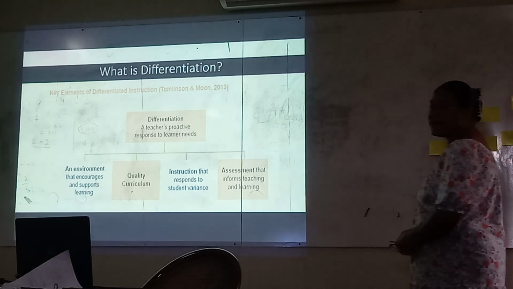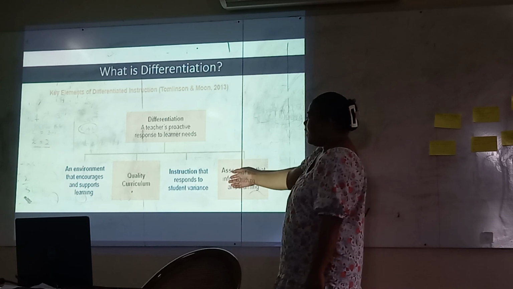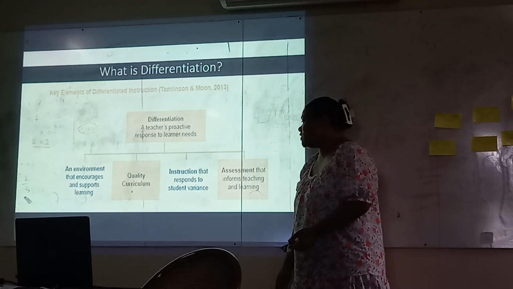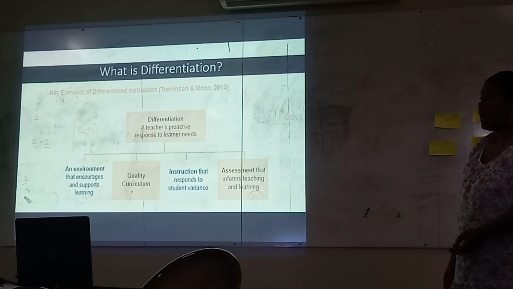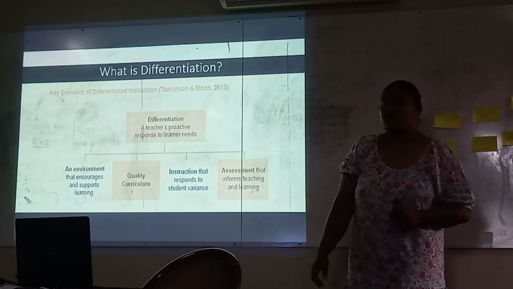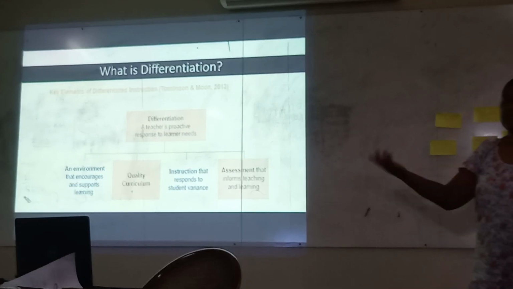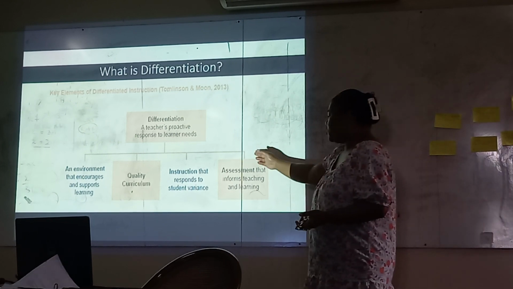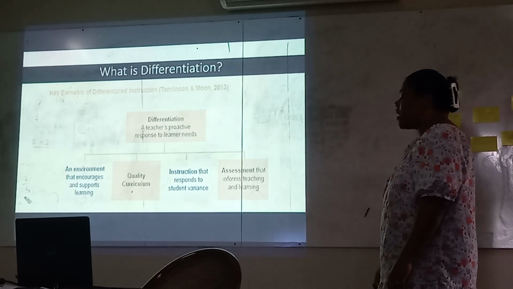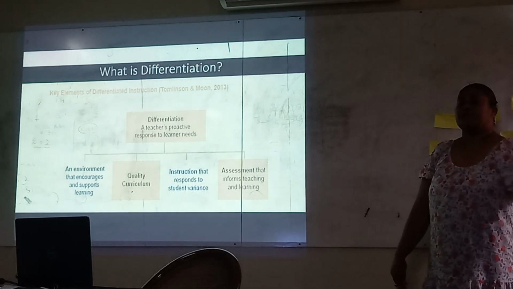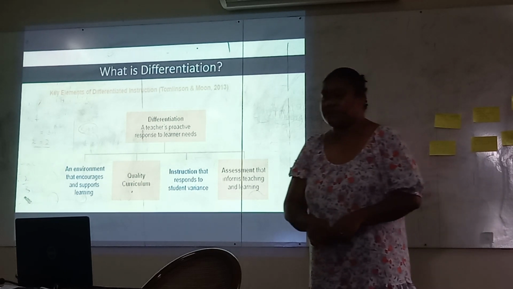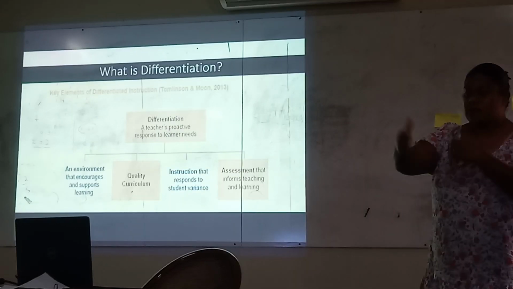So there are four areas you can differentiate in. One is the environment. You have a quality curriculum, the instructions that you use that respond to students' variance, and the type of assessment that you use. Most of the time when it comes to assessment, we focus more on the summative assessment. We give tests just to gauge children's understanding of a certain concept, or during mid-year or annual exams, you do a blueprint of what was taught in term 1, term 2, and then term 3 as well. We promote the use of formative assessment at the end of each unit, maybe, or during your teaching and learning time.